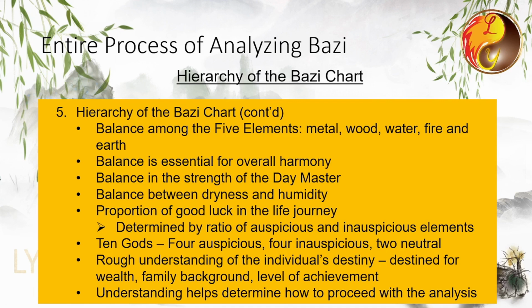After analyzing these factors, you should have a rough understanding of the individual's destiny, whether they are destined for wealth, their family background, and the level of achievement they might attain in life. After briefly examining the Bazi chart, you should have a general idea of what kind of destiny it represents. This understanding helps you determine how to proceed with the analysis. And therefore, it's crucial to clarify the hierarchy of the Bazi chart.